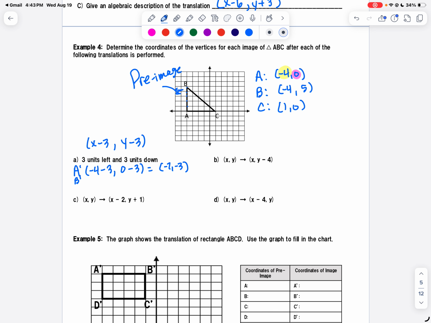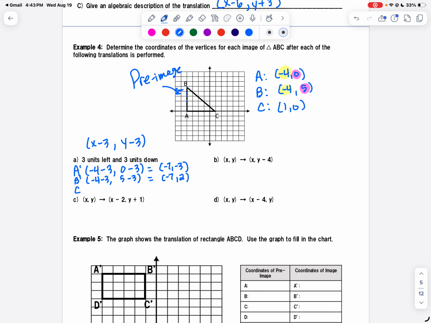Now B prime, my x coordinate of B prime is also -4, and the y coordinate is +5. So I'm going to take my -4 and decrease it by 3, and then I'm going to take my 5 and decrease it by 3. So that would be -7, comma, 5 minus 3 would be 2.